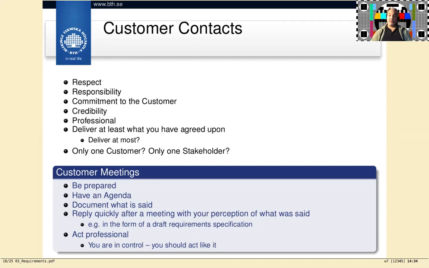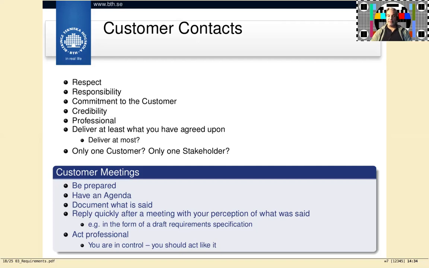Is it just one customer, one stakeholder that you should be in contact with? The person sitting on the money isn't always the most knowledgeable about the system that you're going to build. And how do you get access to the persons that do know the system that you're building without offending the person with the money? This is very much not a technical skill and very much a people skill. And you have to treat it as such.